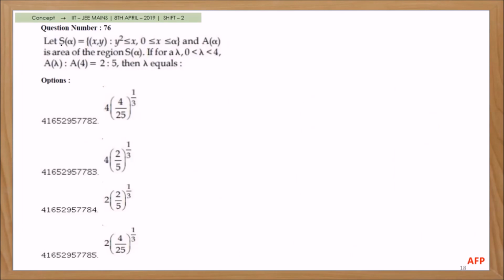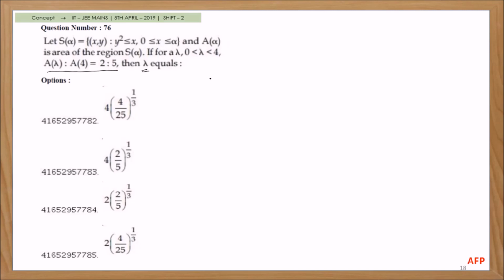Next problem. S of alpha is equal to this set, which is given. One is a parabola and the x condition is given. A of alpha is the area of the region S of alpha. For lambda lying between 0 and 4, this ratio is given, and you have to find the lambda value.